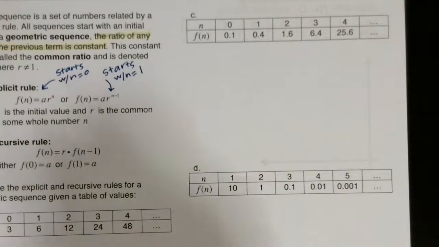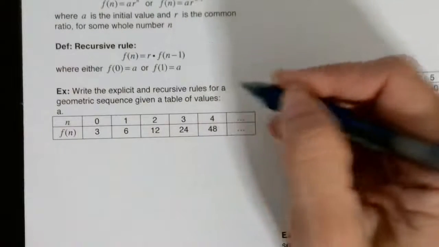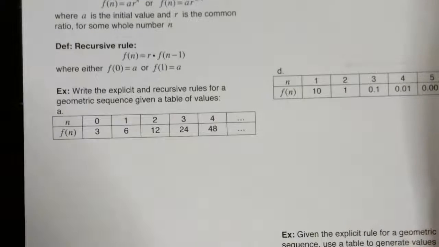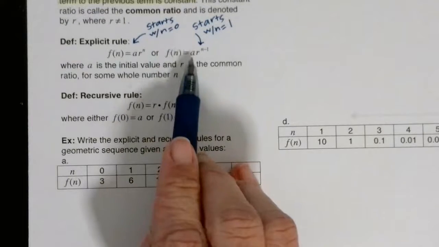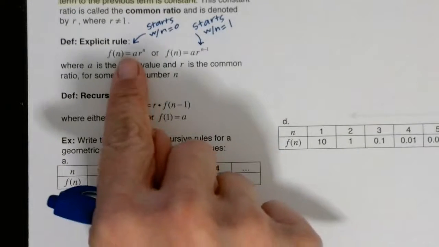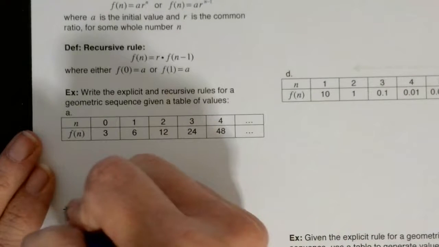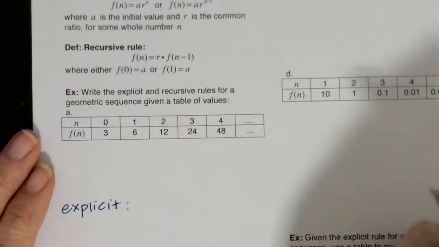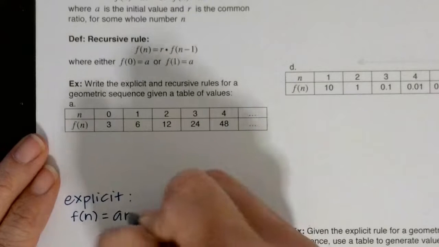Alrighty? So, the first problem on this paper says, write the explicit and recursive rules for a geometric sequence given a table of values. So, if we want to write the explicit rule, it's right up here. You guys can see it right there, or right here. Which one do we use? Well, since this one starts with the 0 term, we're going to use that rule. So the explicit, I'm skipping a little bit of room just in writing it down here because we're going to use this space for some work right here. So the rule is f of n equals a r to the n.